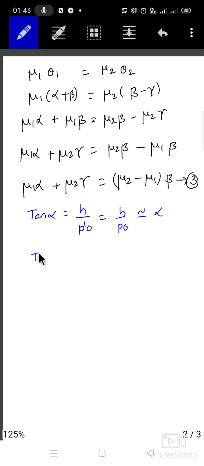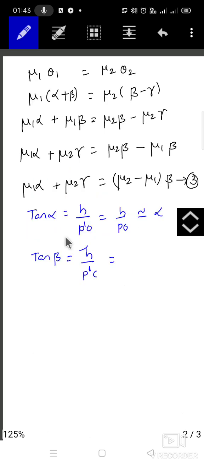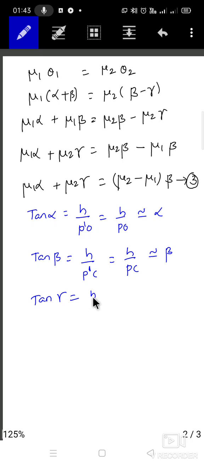Similarly, tan beta, from the figure, is opposite side by adjacent side, h by P dash C, and since P dash is equal to P, that is h by PC. This is approximately equal to beta. Similarly, tan gamma is opposite side by adjacent side, h by P dash I, that is h by PI. This is approximately equal to gamma.